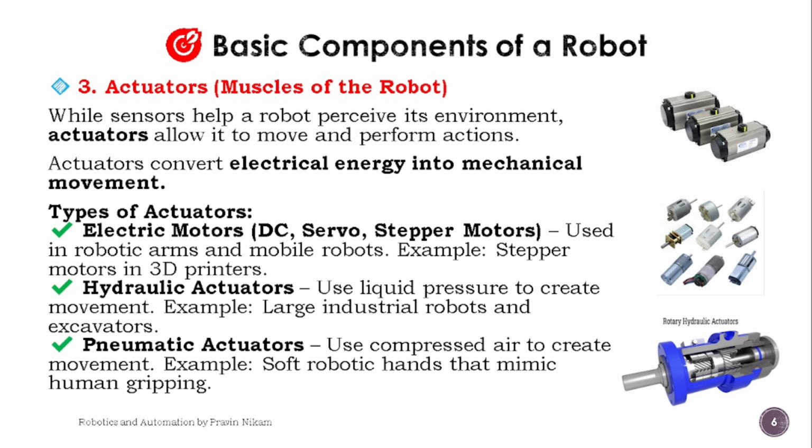Hydraulic actuators use liquid pressure to create movement, for example, large industrial robots and excavators. Pneumatic actuators use compressed air to create movement, for example, soft robotic hands that mimic human gripping.